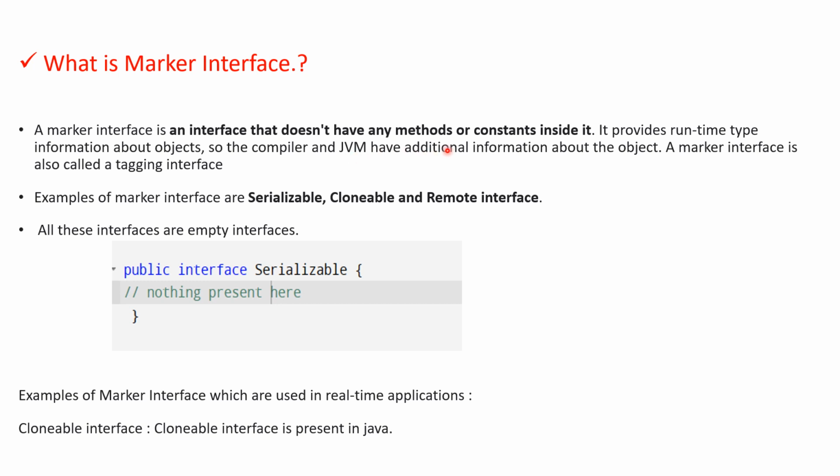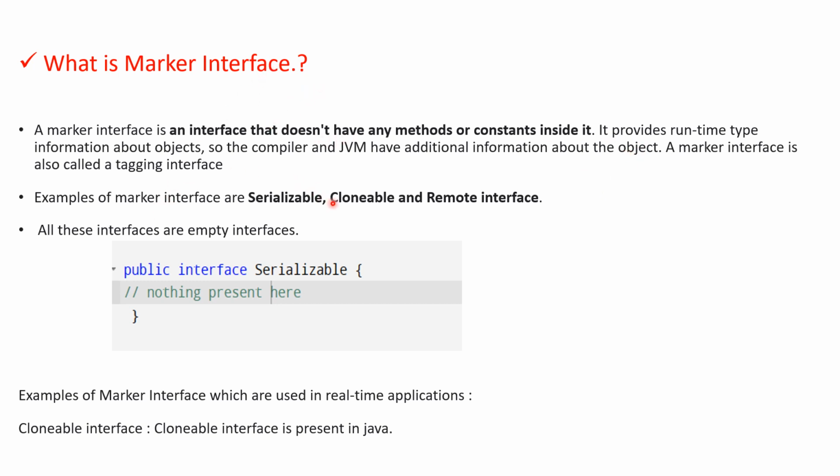Then what is the use? We are not having anything inside it, so why do we go for this marker interface? It actually provides us runtime type information about objects. In that case, the compiler and JVM have additional information about the object, and it is also called the tagging interface.